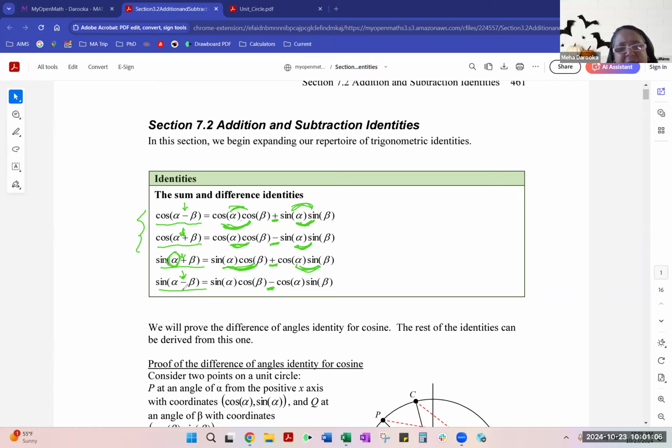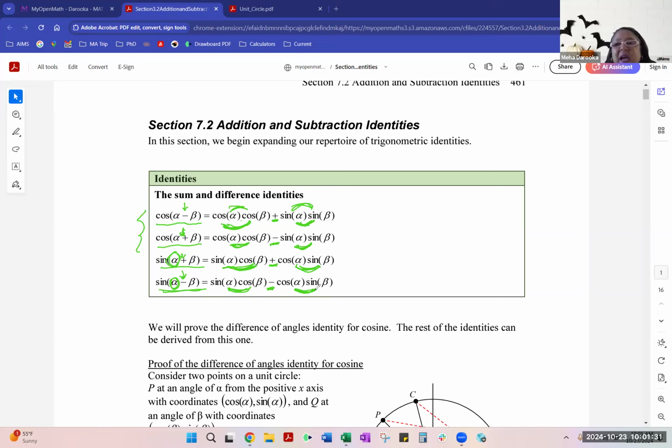And then for the sine difference identity, again, same thing: start out with that first angle, so sine of A, cosine of B, and then on the other side you switch that order and have cosine of A, sine of B. So there's a little bit of a difference between how the cosine sum and difference identity is set up and how the sine sum and difference identity is set up.